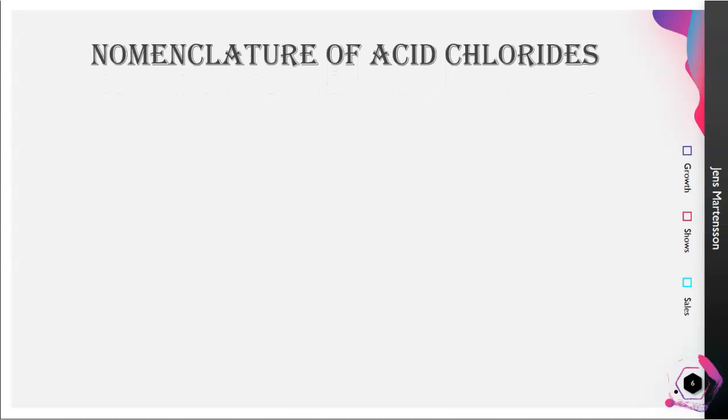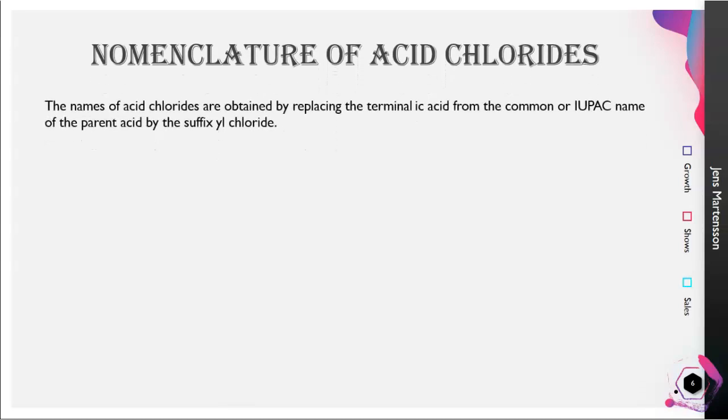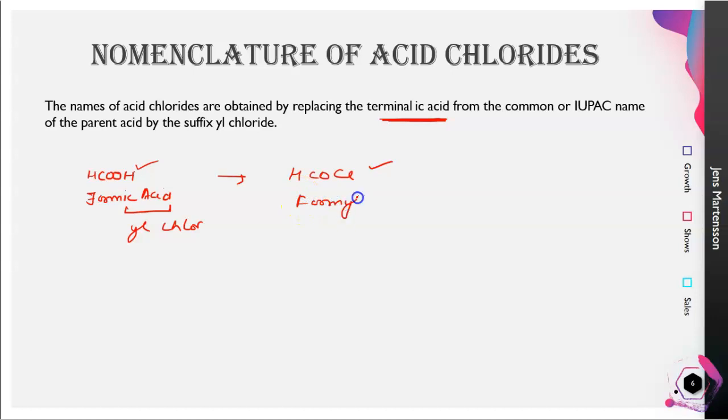Alright, so let's proceed to the next topic, that is nomenclature of acid chloride. You can see the first acid, that is your HCOOH. What is the name of this acid? It is your formic acid. Now see what they are saying. The names of acid chlorides are obtained by replacing the terminal ic acid, if your carboxylic acid is getting converted to this derivative, with yl chloride. So what is the name? It is going to be formyl chloride.